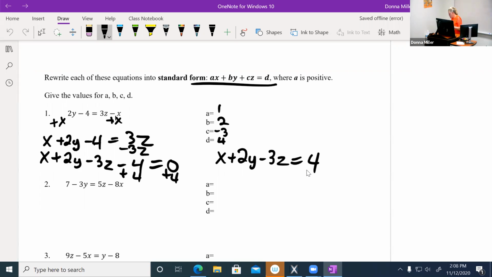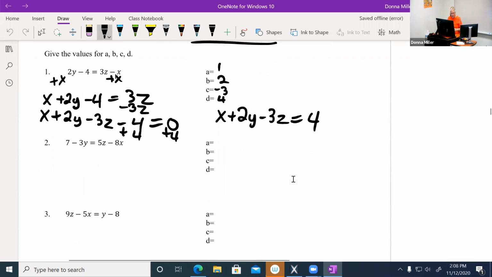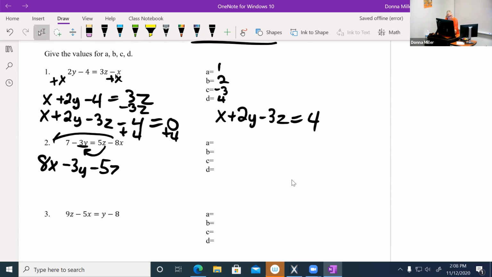So I'm going to do this next one the quick way. I'm just going to move stuff over. So the -8x, if I move it to the right, it becomes a +8x. Right? I've got a -3y. 5z is going to come over, so it's becoming a -5z. I just change the sign whenever I move it.